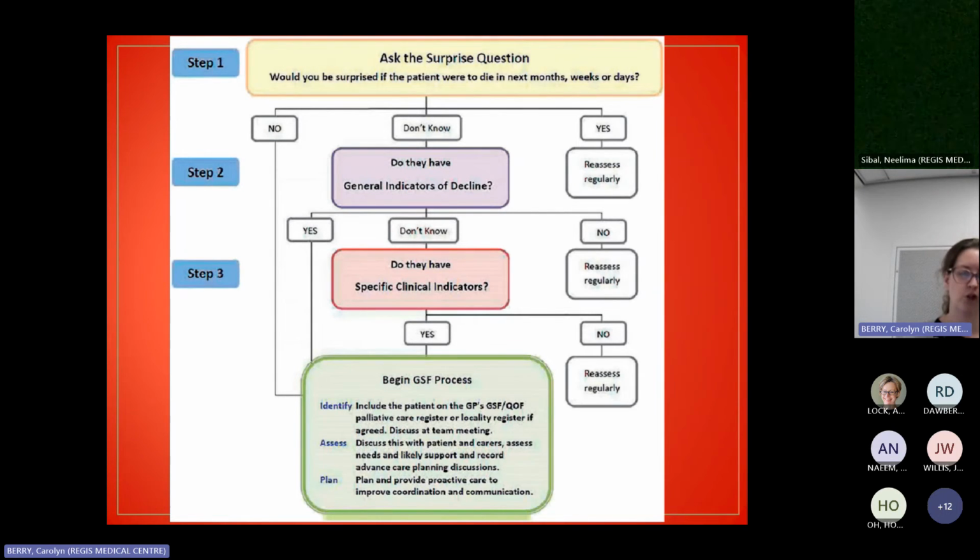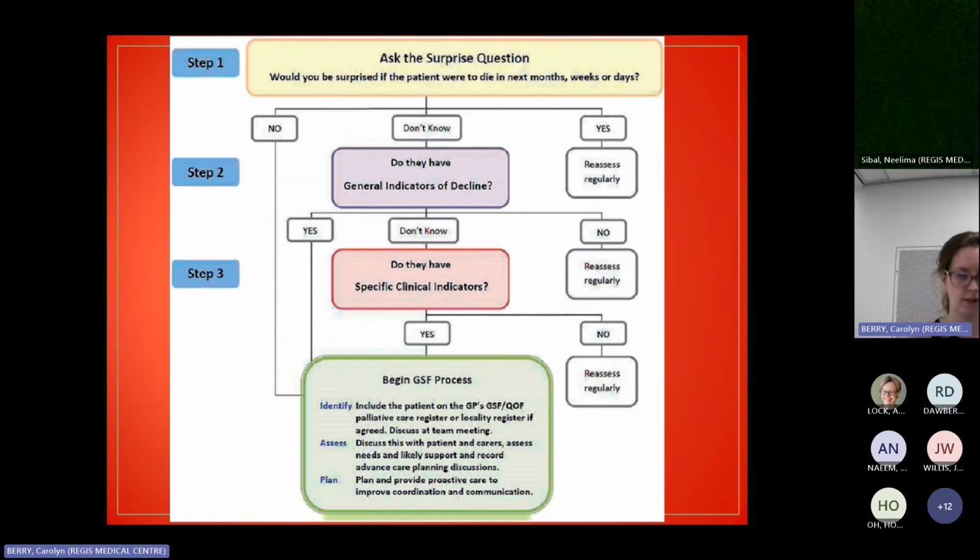I do think people often struggle with this question, and I've seen patients where, to me, it's fairly clear that they probably are in their last year of life, but if you ask somebody else, they're not surprised. So I would probably say use this question with caution and actually focus more on the other elements of the GSF which match with the SPICT, and that is looking at general indicators of decline and then disease-specific indicators of decline. So I'll move on to those on the next slide, but essentially there are general indicators that a patient may be deteriorating, and then there are disease-specific ones that are listed.